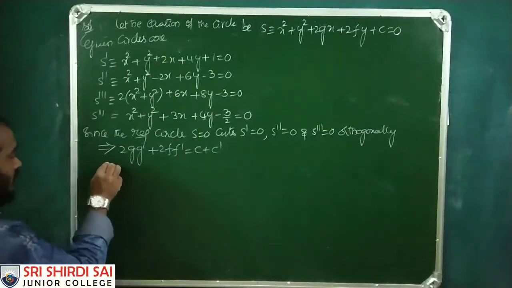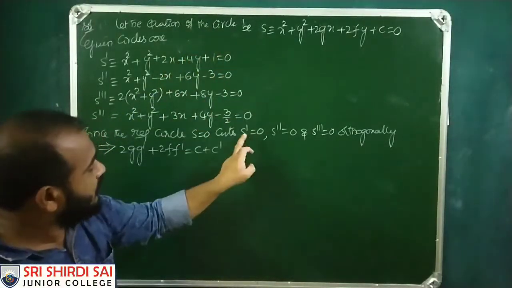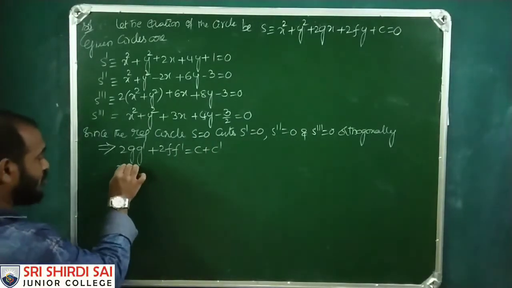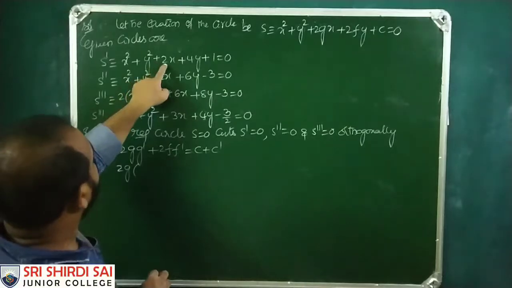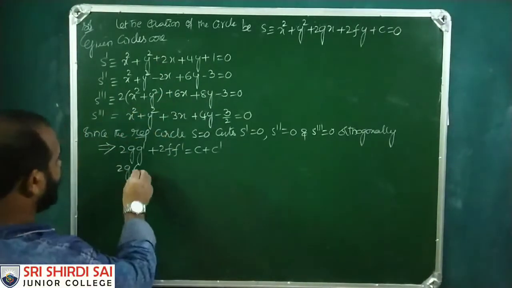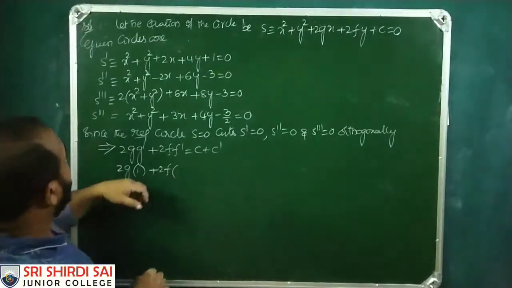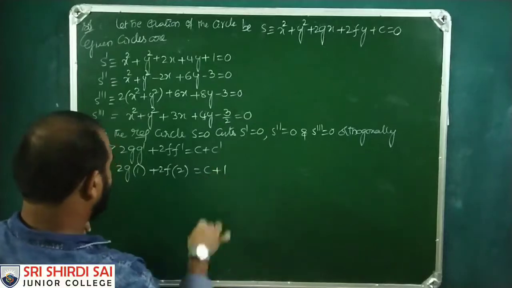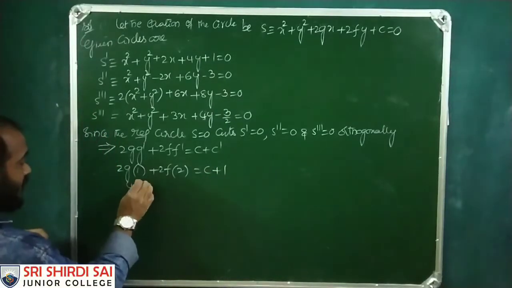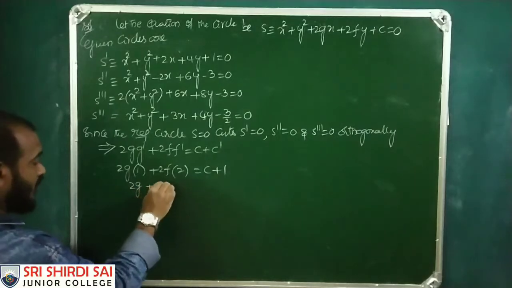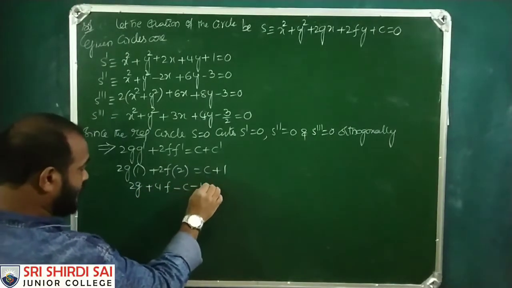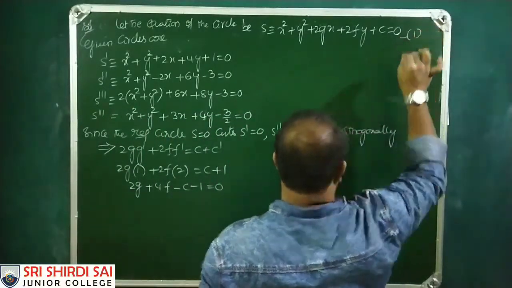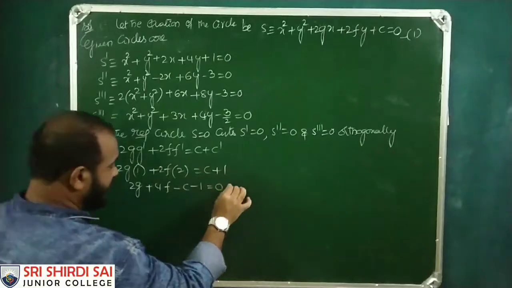So now first, S equals to 0, S dash equals to 0, the condition of orthogonality we will use. 2g, g dash is the x coefficient, which is half, plus 2f, f dash is 2, is equal to c plus c dash, c plus 1. This is equal to 2g plus 4f minus c minus 1 equals to 0. Let us suppose this to be equation 1. Now this is equation 2.